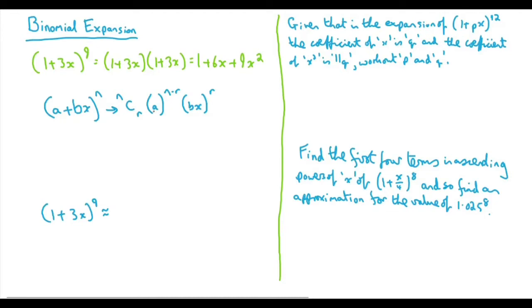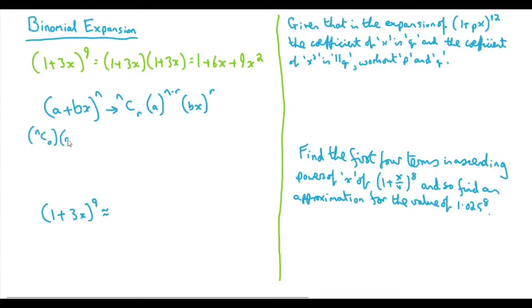But then timesing to that, you have your second component, which will be your a term to the power of n minus r, so this number minus this number. And then lastly, times by bx, which is as an entire phrase, to the power of r. So these two powers here should always add up to make the n value here, which was the power of the original bracket.